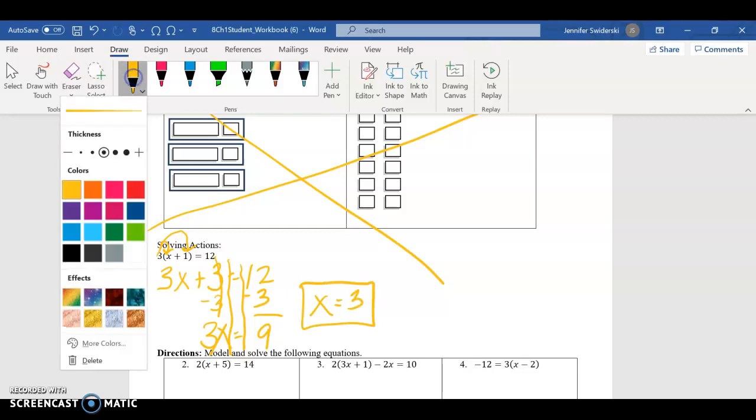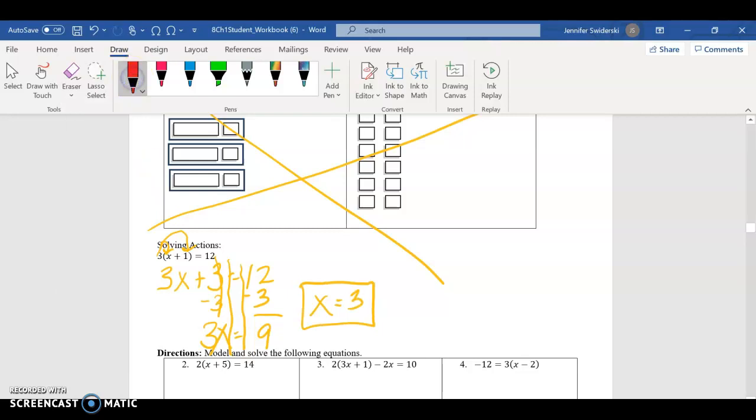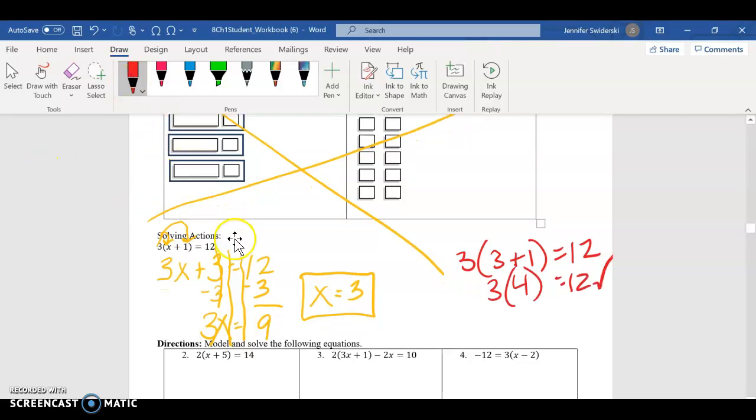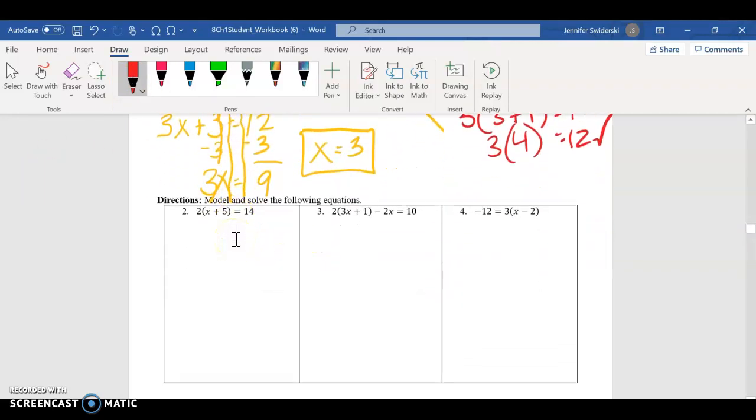Now on your test, they might ask you to verify. So by verifying, that means I'm just plugging that 3 in for x to prove that it works. So if x is 3, 3 plus 1 is 4. 3 times 4 is 12. So yes, it works. Okay, we're not going to model, but we are going to solve down below here. So go ahead and do these with me.